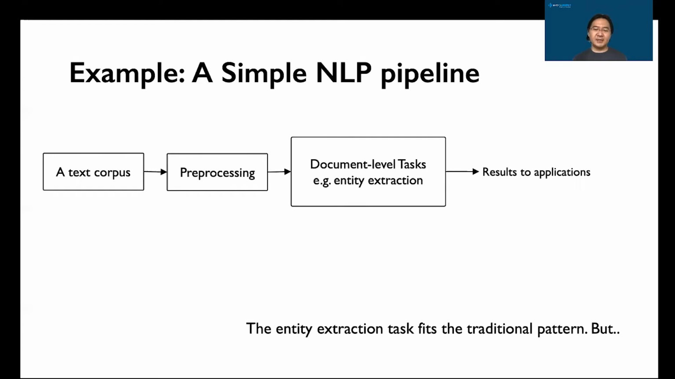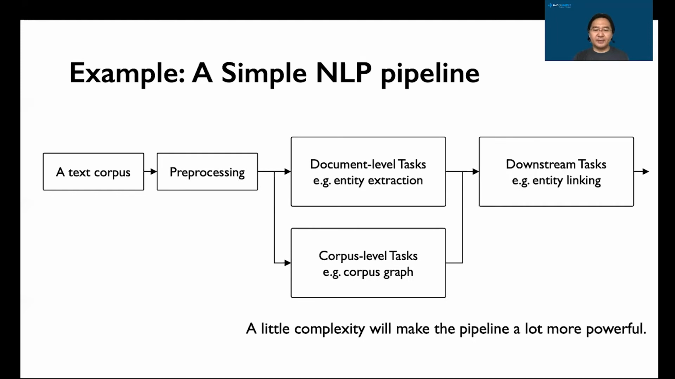So this actually fits the traditional pattern I was talking about, right? If the data scientists only work on the entity extraction model, that's okay. They can really just focus on how to get the entity extraction model the best performance. As long as they train the model and deliver the model, the software engineers can worry about how we can scale that entity extraction part. But in reality, a little complexity will make the whole pipeline a lot more interesting and powerful.